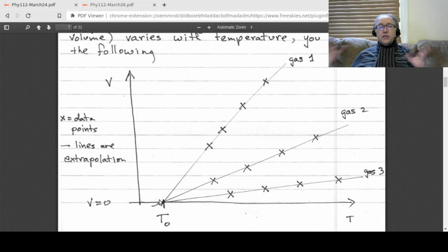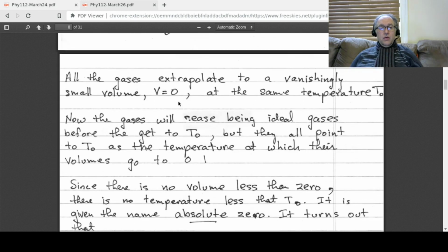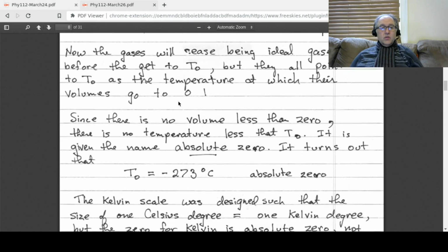And no matter how you do this with these ideal gases, and you just measure their volumes versus temperature, and you extrapolate to 0 volume, you get to a temperature. Okay, one temperature. They all extrapolate to the same temperature. And you might ask yourself, what is this temperature at which all ideal gases have vanishingly small volume? And the answer is absolute 0. Okay? Absolute 0.